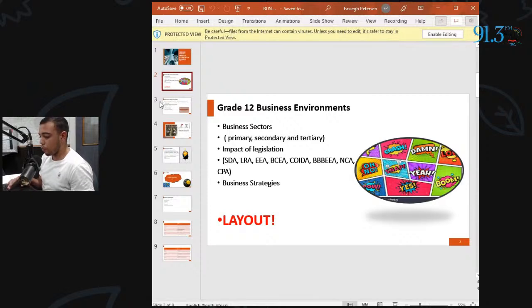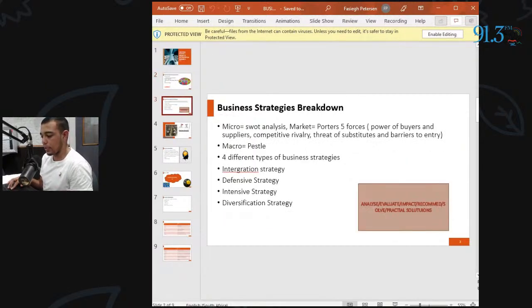The next one we would talk about is the business strategies. But before we go there, we would now move on to the next slide. So I've just broken down what we would talk about in the business strategies. We all know that we have our micro environment, our market environment, and our macro environment. Our micro environment takes place within the business.